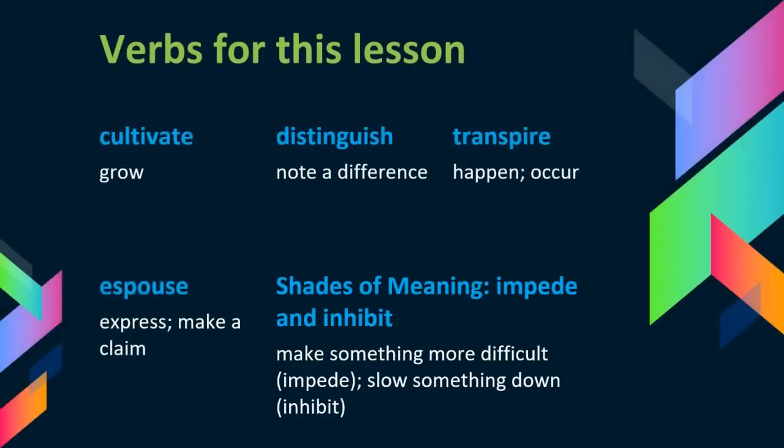And finally, let's review our verbs for this lesson. Cultivate, to grow. Distinguish, to note a difference. Transpire, to happen or to occur. Espouse, to express, to make a claim. And impede and inhibit. Impede, to make something more difficult, and inhibit, to slow something down.